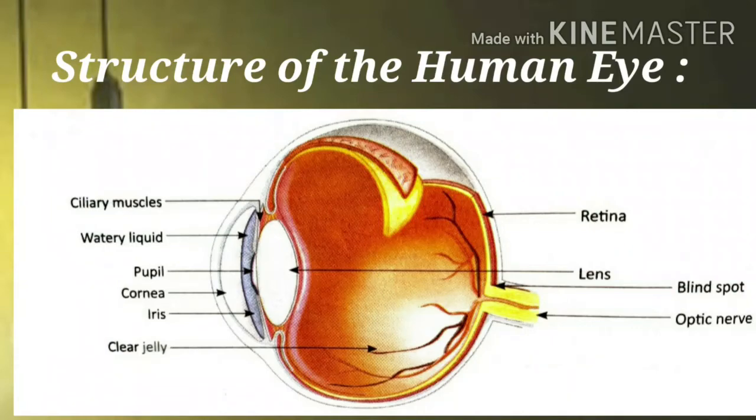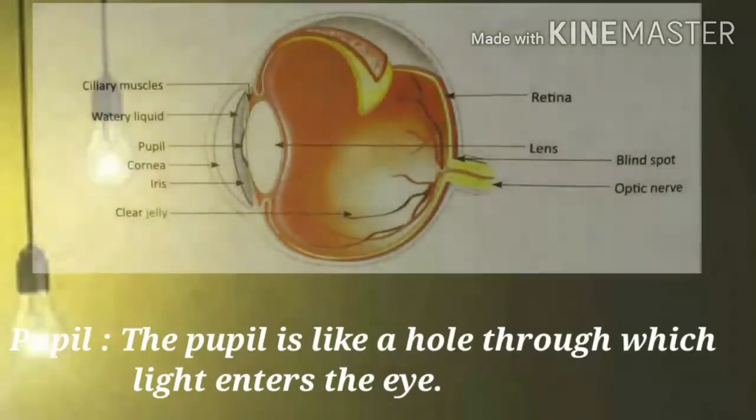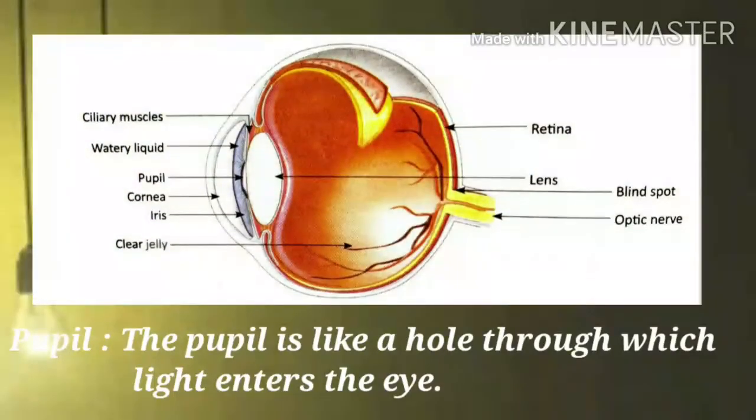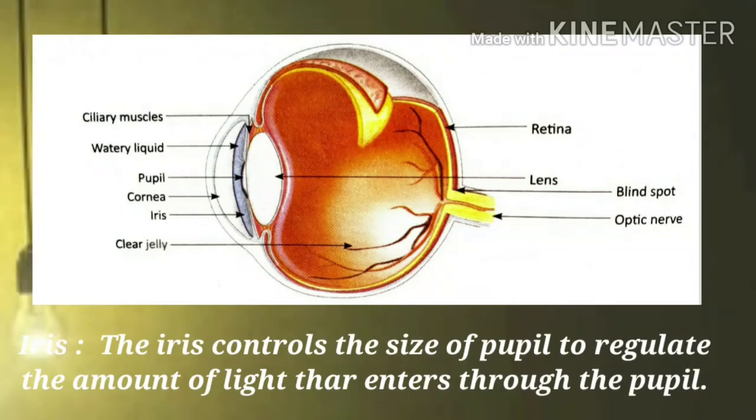The first one is pupil. The inner aperture that we can see in the center of eye is known as the pupil. The pupil is like a hole through which light enters the eye. So this pupil structure is where the light from outside goes inside the eye.